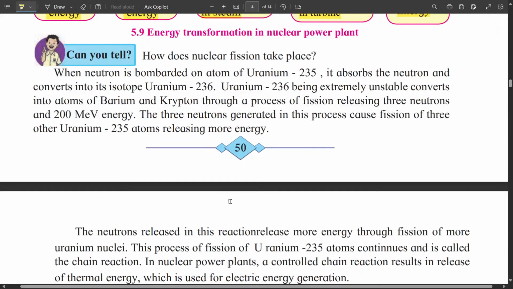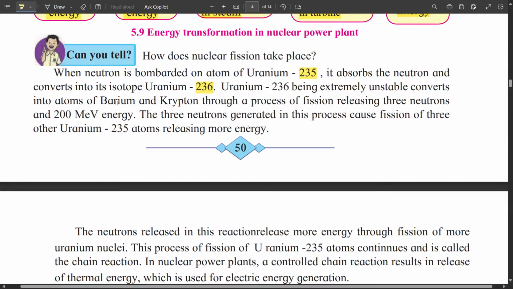So if coal is not burnt in this process, how is heat energy produced? Heat energy is produced by the fission of the uranium nucleus. Uranium-235 is a stable isotope. 235 is the mass number, that means it is the addition of the protons and neutrons in that uranium. It absorbs a neutron and converts to its isotope uranium-236. So when a uranium-235 atom absorbs one neutron, its mass number increases by 1, and then uranium-235 becomes uranium-236.